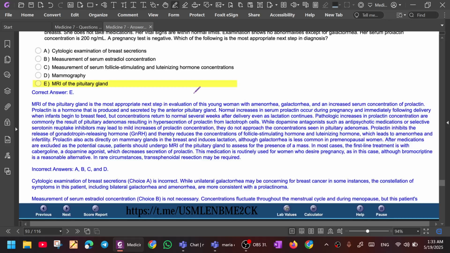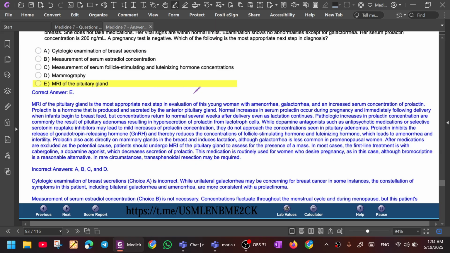Prolactin inhibits the release of gonadotropin-releasing hormone (GnRH), thereby reducing the concentration of follicle-stimulating hormone and luteinizing hormone, which leads to amenorrhea and infertility. Prolactin also acts directly on mammary glands in the breast and induces lactation, although galactorrhea is less common in the premenopausal woman after medications are excluded as the potential causes.